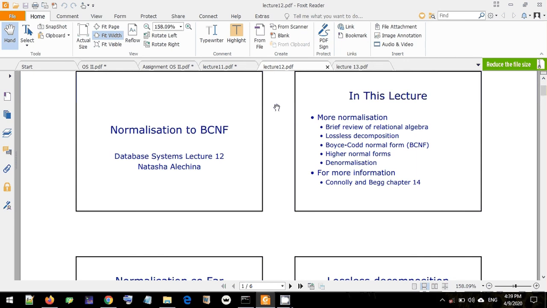Normalization to the Boyce normal form. In this lecture, we shall look more at decomposition. First, we shall see a brief review of relational algebra, then lossless decomposition. We move forward to the Boyce normal form, then higher normal forms, and finally denormalization.